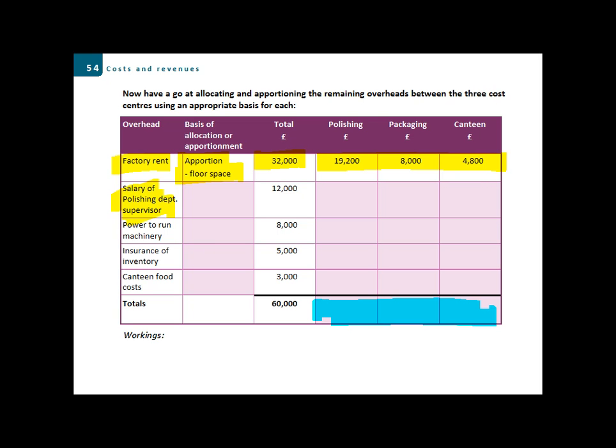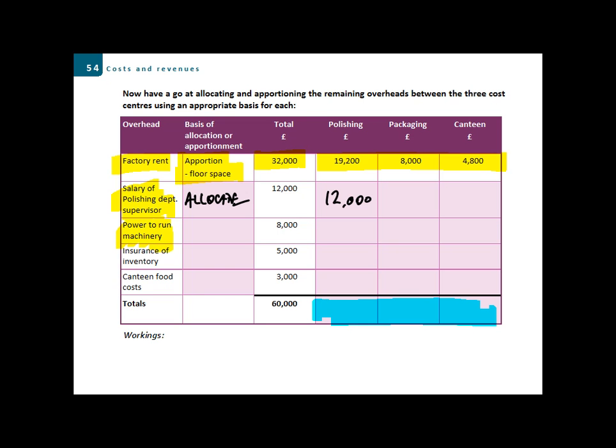Well, the next overhead is the salary of the polishing department supervisor. If they work in the polishing department, I would therefore allocate their salary to that department. They don't work in packaging or the canteen, so why would packaging or the canteen want any of their costs? So I think I would allocate their salary because they just relate to one department.